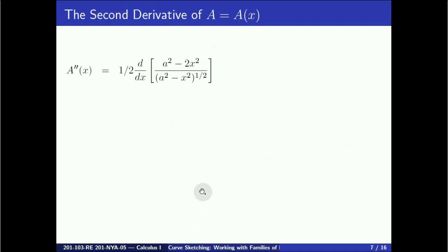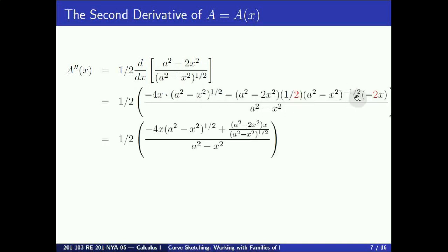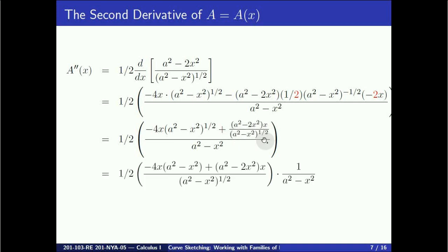To differentiate A of x a second time, we use the quotient rule, using the chain rule once again to differentiate the denominator. We write our answer without negative powers, and we see that in the numerator there's a fraction. In order to write our answer as a simple fraction, we write the difference in the numerator over a common denominator. This common denominator is the square root of a squared minus x squared, and when it multiplies the square root of a squared minus x squared once again in the first term, this term becomes minus 4x times the square of the square root of a squared minus x squared, so minus 4x times a squared minus x squared. Then dividing by a squared minus x squared is the same as multiplying by its reciprocal, which explains the 1 over a squared minus x squared.